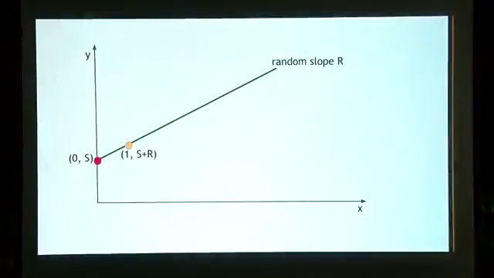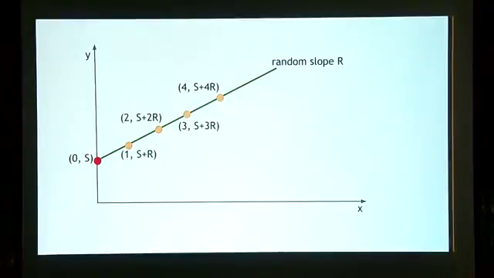The first share is this point here at x equals 1, and y is s plus r. The second share is here at x equals 2, and y turns out to be s plus 2r. The third share is here, x equals 3, and y is s plus 3r, and so on. We can go as far up this line as we want and generate as many shares as we want.